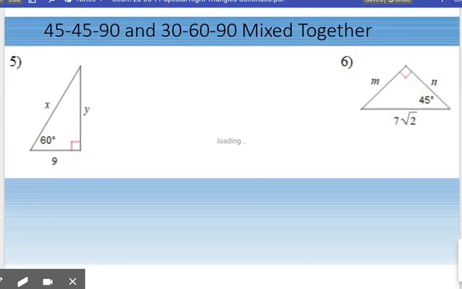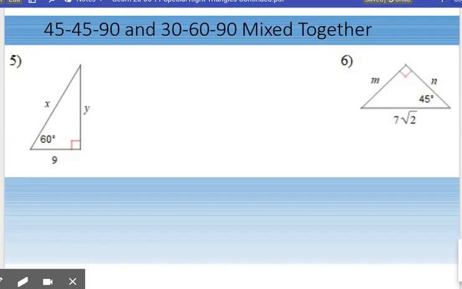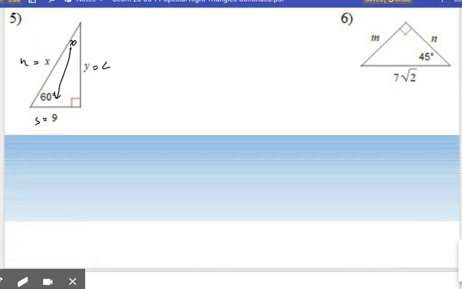Okay, a few more here together. Okay, got our short side. This is 30, 60, 90. There's the short. That means that's the long. That's the hypotenuse. So I'm going to go ahead and get X first because I already have the short. I'm going short to hypotenuse. 30, 60, 90, we multiply by 2. So 9 times 2 is 18.